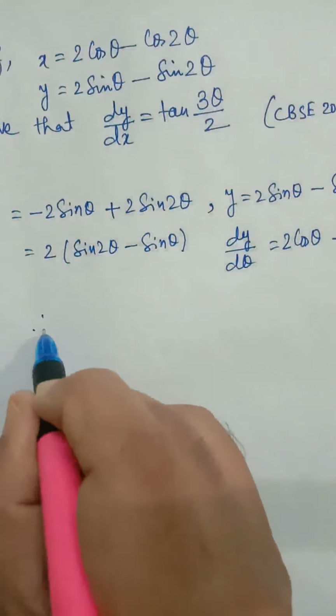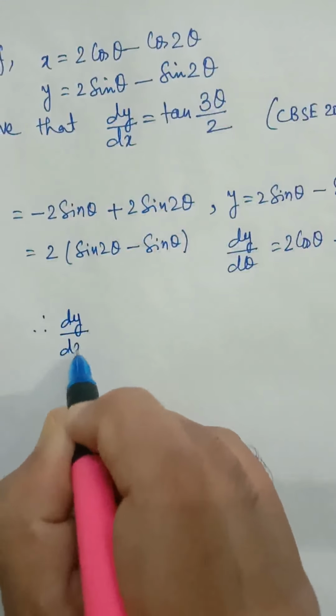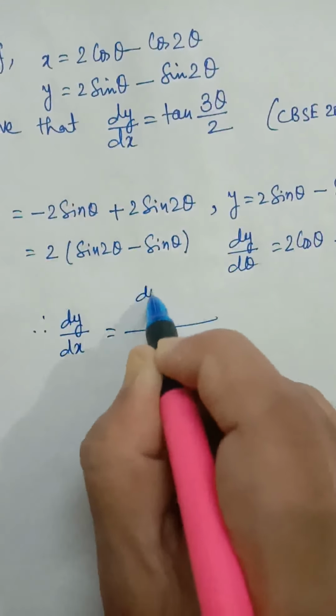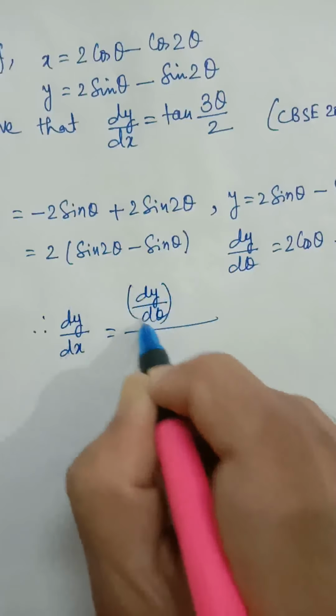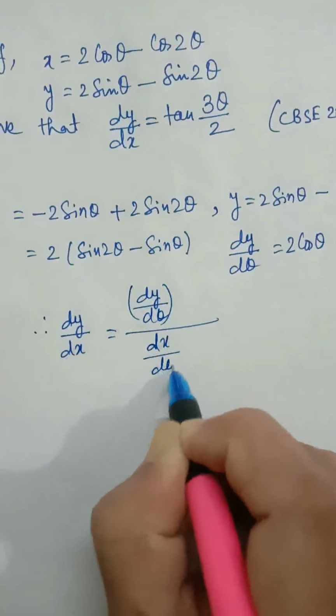Therefore dy by dx equal to, formula is dy by d theta divided by dx by d theta.